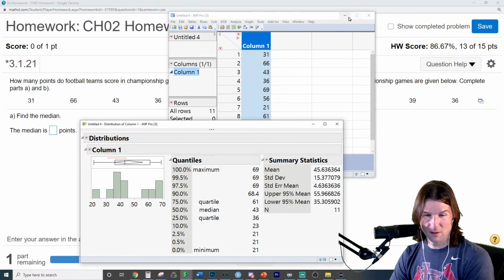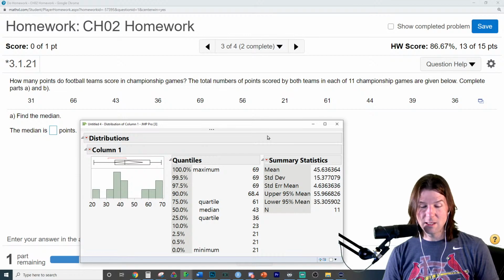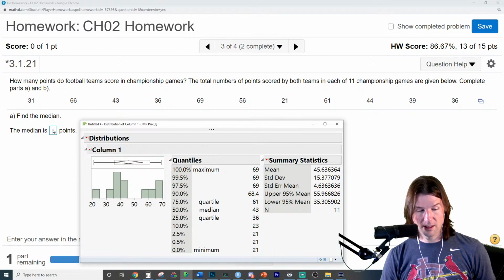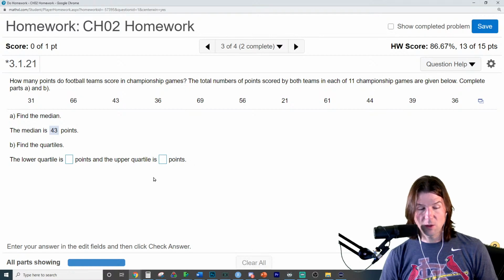I have too many graphics open. I need to close them off. Okay, the median is going to be 43. It'll like that one. So 43 is the median. And find the quartiles.